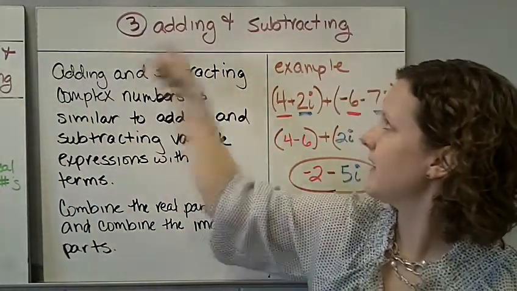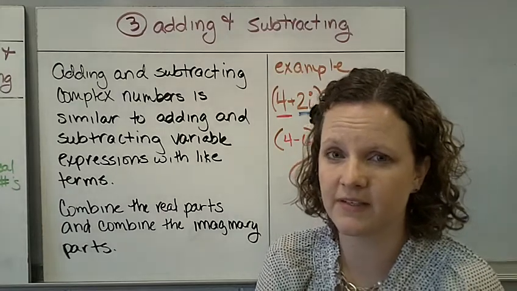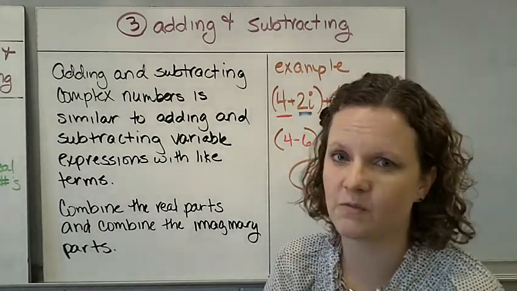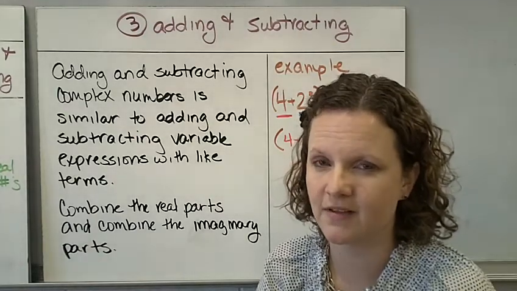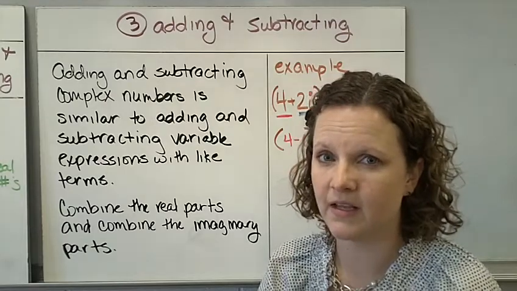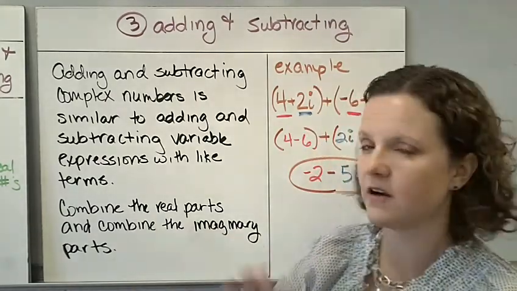Our last example, adding and subtracting. Adding and subtracting complex numbers is very similar to adding and subtracting variable expressions, where we just collect our like terms. Here we're collecting like terms, we're combining the real parts and the imaginary parts. So real parts and imaginary parts are our like terms.